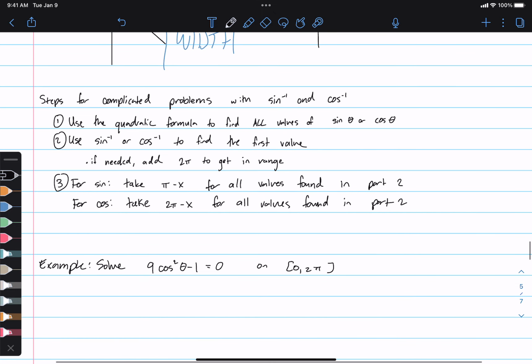So for complicated problems with sine inverse and cosine inverse, we're going to use the quadratic formula to find all values of sine theta or cosine theta that we want.